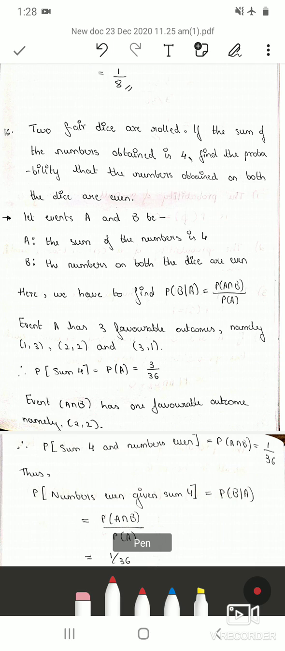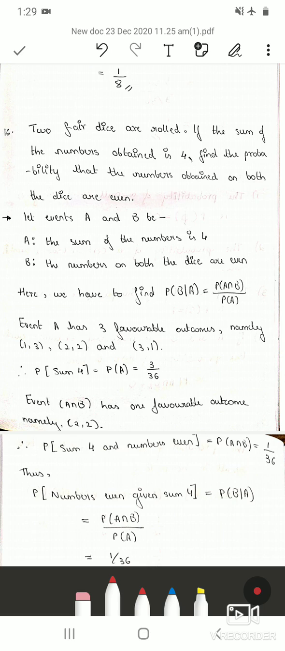So let events A and B be: event A is the sum of numbers is 4, and event B is the numbers on both the dice are even. Here event A has already happened, that is, the sum of numbers obtained is 4. It is already given, and we have to find out that the numbers obtained on both the dice are even. Therefore, we have to find the probability of B given A, which is probability of A intersection B divided by probability of A.